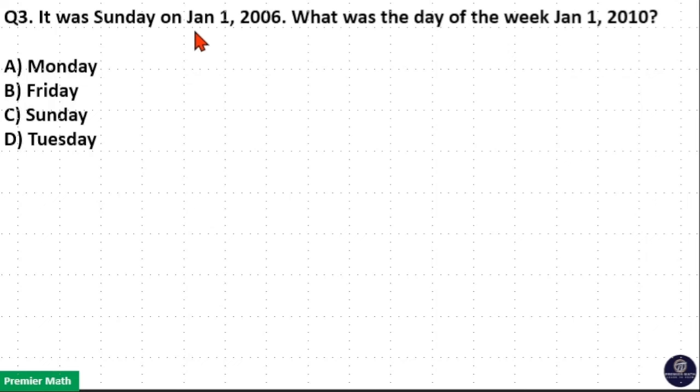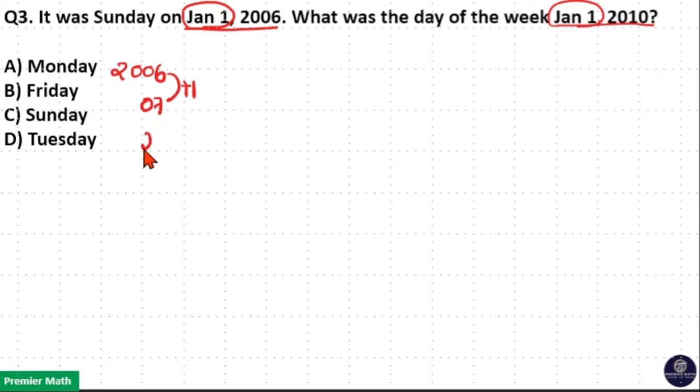It was Sunday on January 1, 2006. What was the day of the week on January 1, 2010? Here this is January 1 and this is also January 1. In that case, this 2006 is not a leap year. So 2006 to 2007, here month and dates are the same, so it contains 1 odd day.